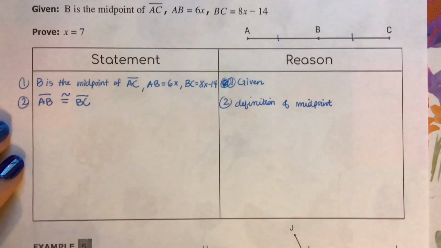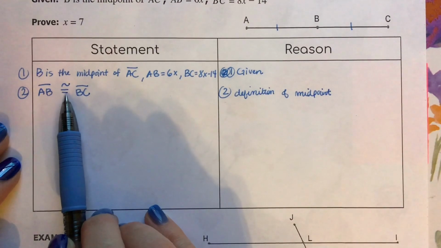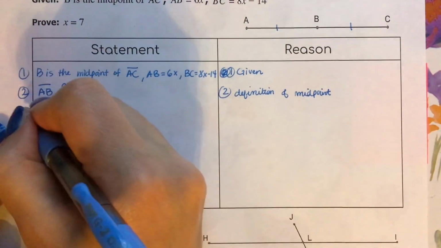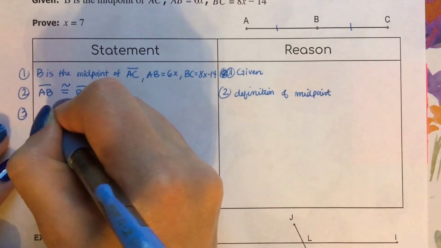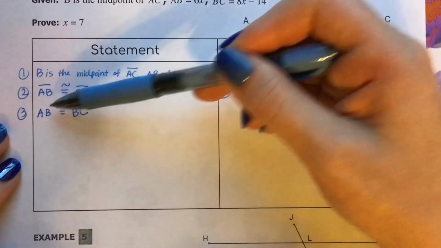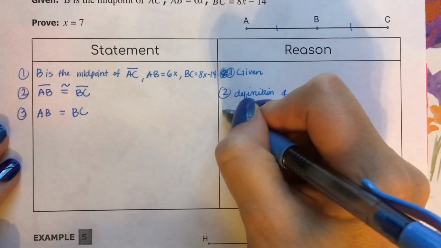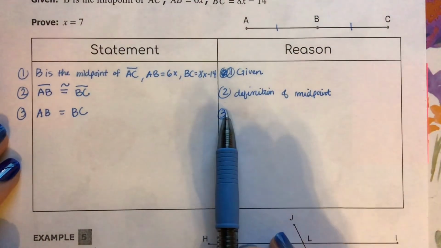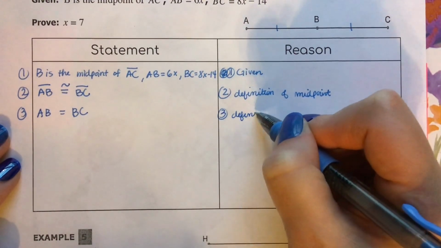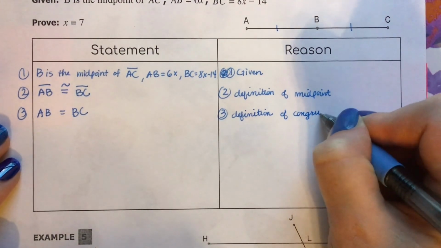Now that I have my definition of midpoint, remember, I don't want my equation to have a congruency symbol in the middle. I want the equation to have an equal sign in the middle. So I need to rewrite this with an equal sign. Well, now I'm going to say the length of AB is equal to the length of BC. Remember, when there's no line on top of your letters, it means distance or length. So the reason for step 3, how I got from 2 to 3, that is the definition of congruent.